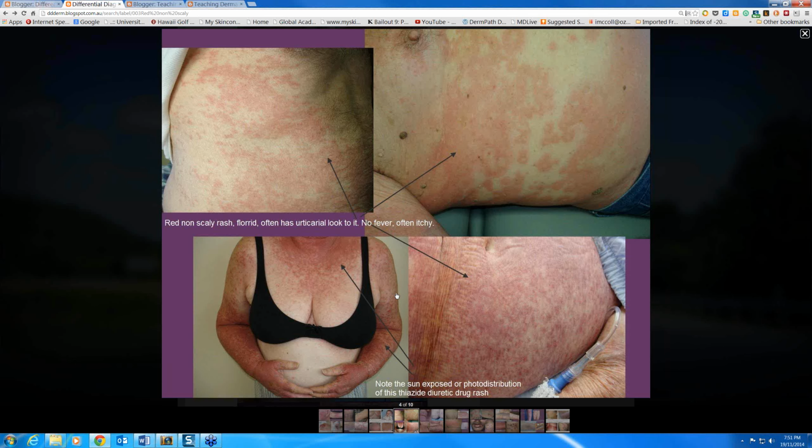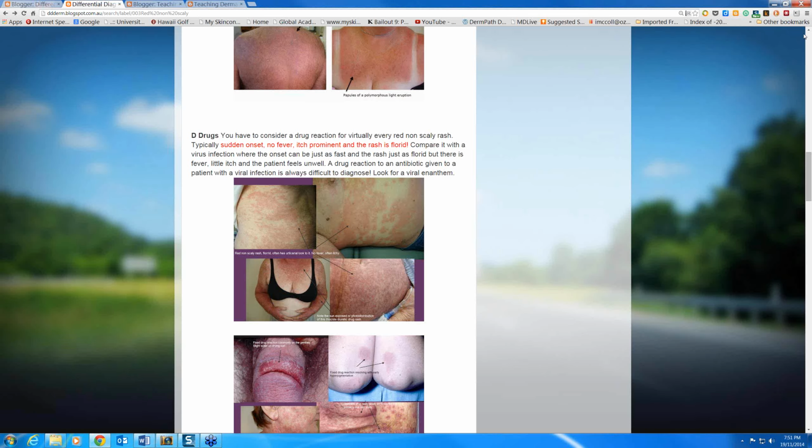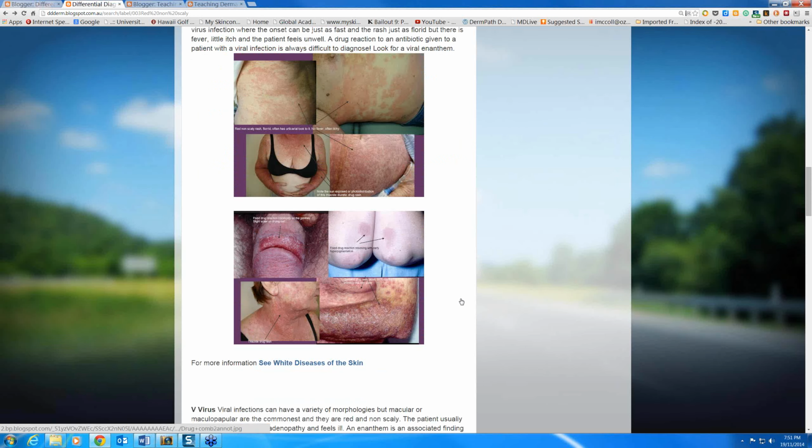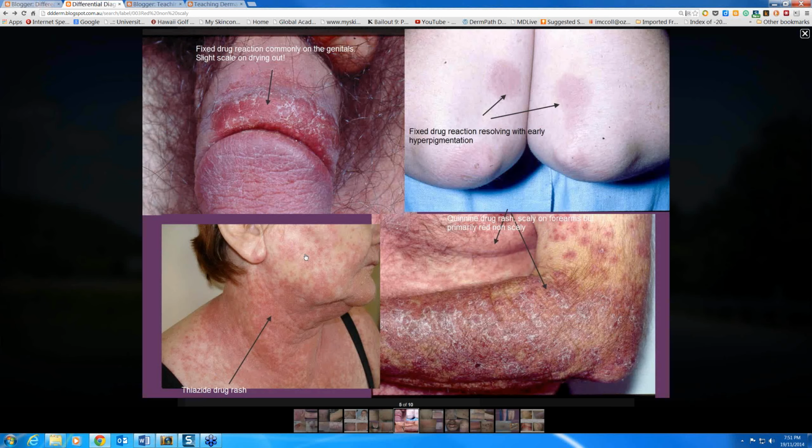So, drug reactions, florid rashes. Viral exanthems can look very similar. We'll come to that in a little minute or two. Here are some other drug reactions. This is one where there's just a lesion occurring in the dorsum of the penis here. And this is a fixed drug reaction.